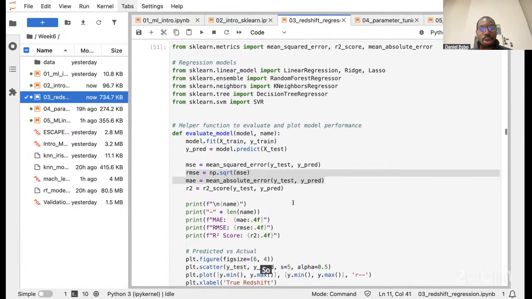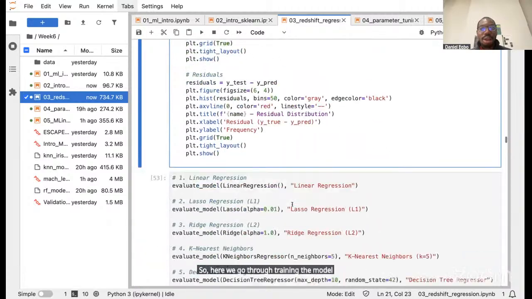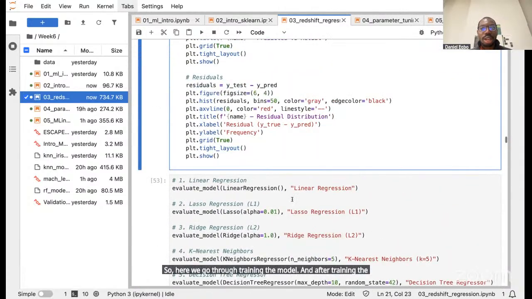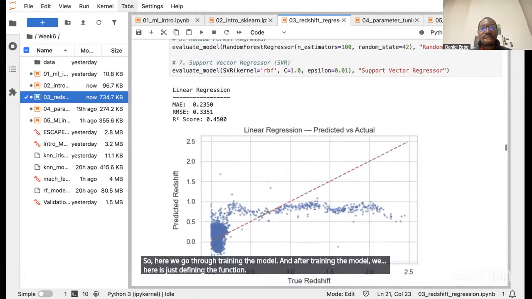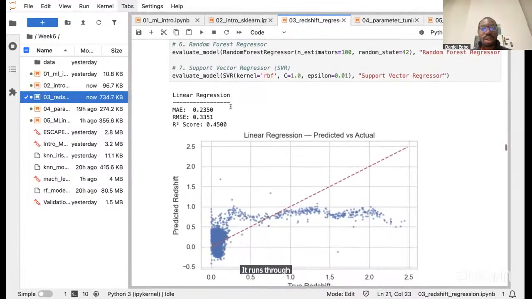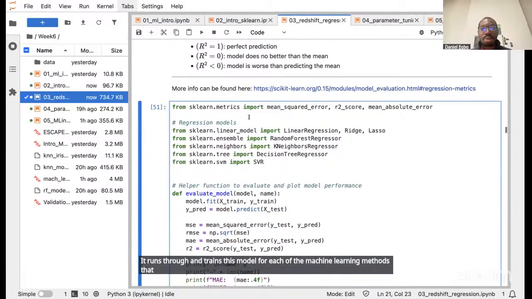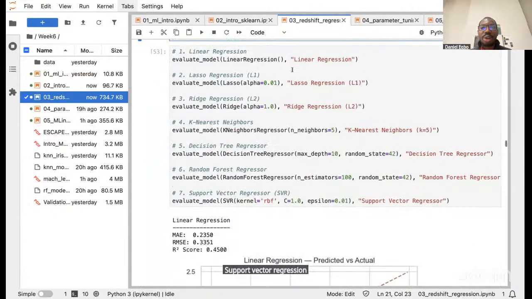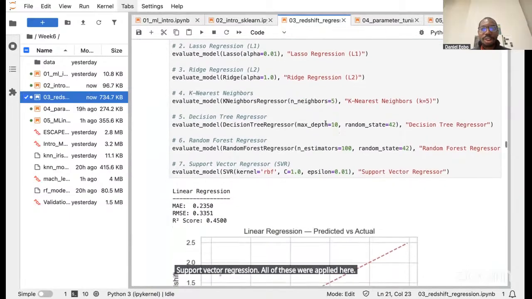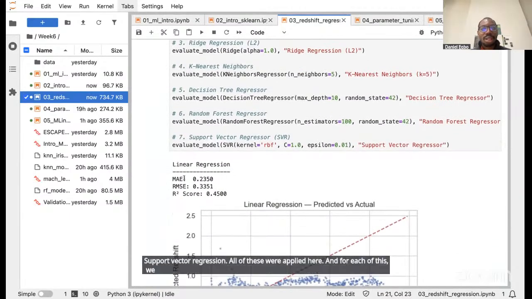So here we go through training the model. And after training the model, here is just defining the function. It runs through and trains this model. For each of the machine learning methods that we used for regression, we use linear regression, ridge regression, lasso regression, random forest, k-nearest neighbor, decision tree, and support vector regression. All of these were applied here. And for each of these, we have different mean absolute error, root mean square error, and the R square error.